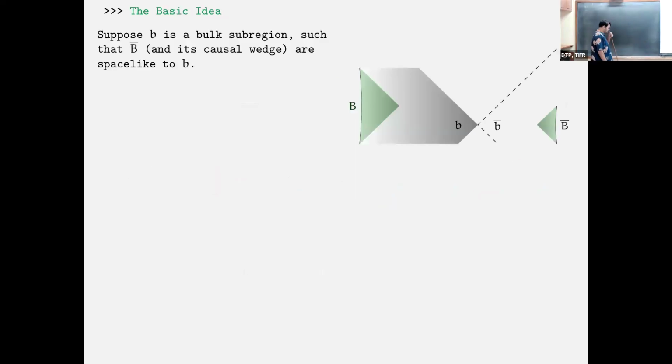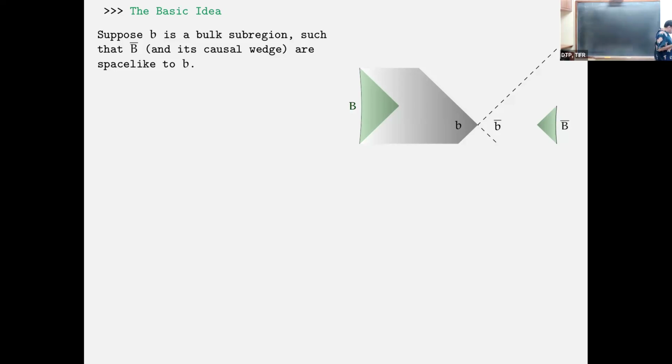So what I will do is think about what sort of bulk subregions can be dual to boundary subregions. Here are two boundary subregions, capital B and capital B prime. In green, I have shaded what are called the causal wedges. These are the set of points that are causally accessible from B or B prime. Now, suppose someone comes and claims to you that the bulk subregion dual to capital B is this little b here, the shaded thing. What do you say?